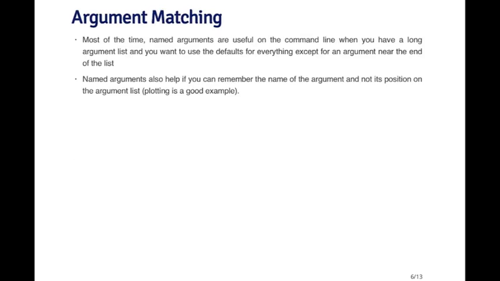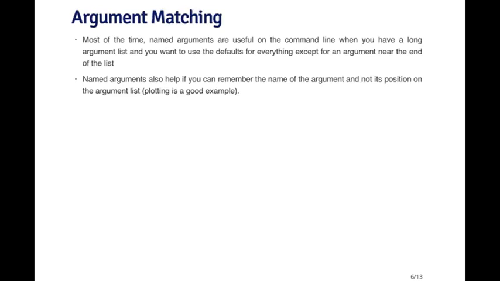So most of the time, named arguments are useful on the command line when you have a long argument list and you want to use the defaults for everything except for one of the arguments, which may be in the middle or near the end of the list. And you usually can't remember exactly which argument it is, whether it's the 4th or the 6th or the 10th argument on the list. And so you just call it by name, and that way you don't have to remember the order of the arguments on the argument list.